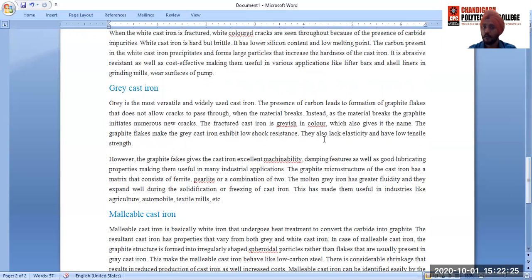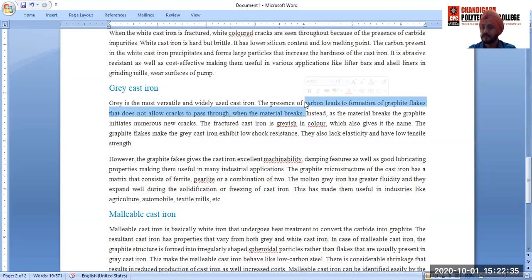Next is gray cast iron. Gray cast iron is the most versatile and widely used cast iron. The presence of carbon leads to the formation of graphite flakes that do not allow a crack to pass through when the material breaks. Instead, as the material breaks, the graphite initiates numerous new cracks. The fractured cast iron is grayish in color, which also gives it the name.